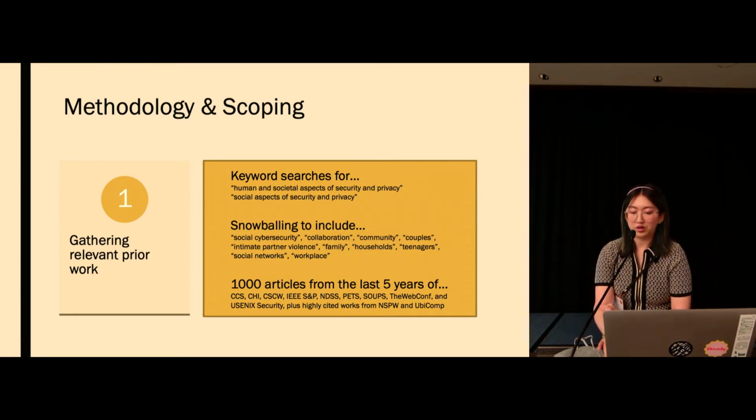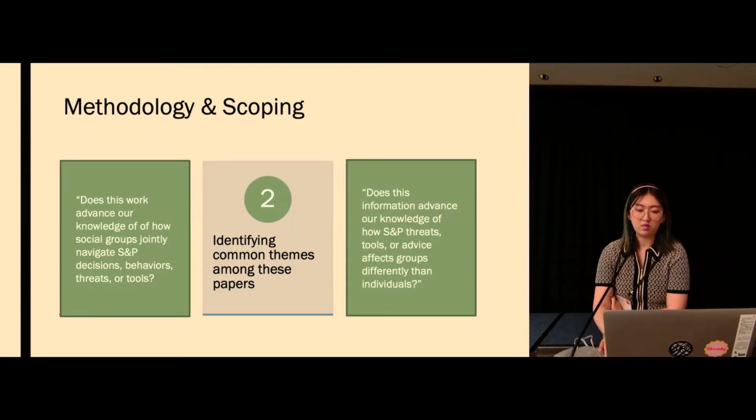And these searches quickly snowballed to include the terms above, and these keyword searches resulted in about 1,000 articles that mostly fell under the umbrella of usable security and privacy from the venues listed on this slide. So to further pare down these papers just to those that were specifically including some element of social coordination or cooperation, we asked questions like, does this work advance our knowledge of how social groups jointly navigate SMP decisions, behaviors, threats, or tools? Or does this information advance our knowledge of how SMP threats, tools, or advice affects groups differently than individuals?